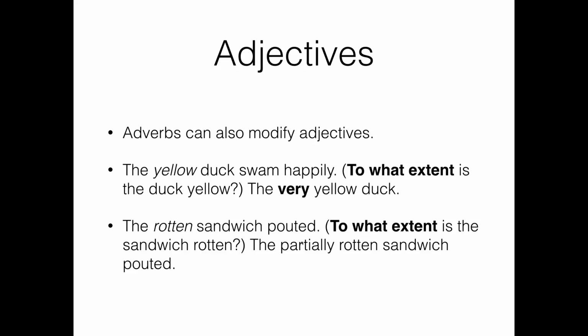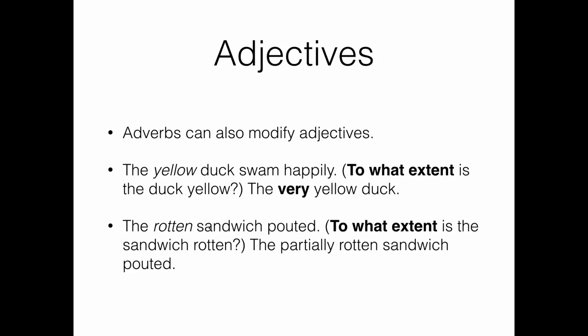The rotten sandwich pouted because nobody wanted it. To what extent is the sandwich rotten? It's not fully rotten, it's partially rotten. That's why he's still able to pout, because if he was completely rotten, he'd probably be dead and he wouldn't be thinking about it, right? So the partially rotten sandwich pouted. And again, rotten tells you about the sandwich. It modifies our understanding of the sandwich.